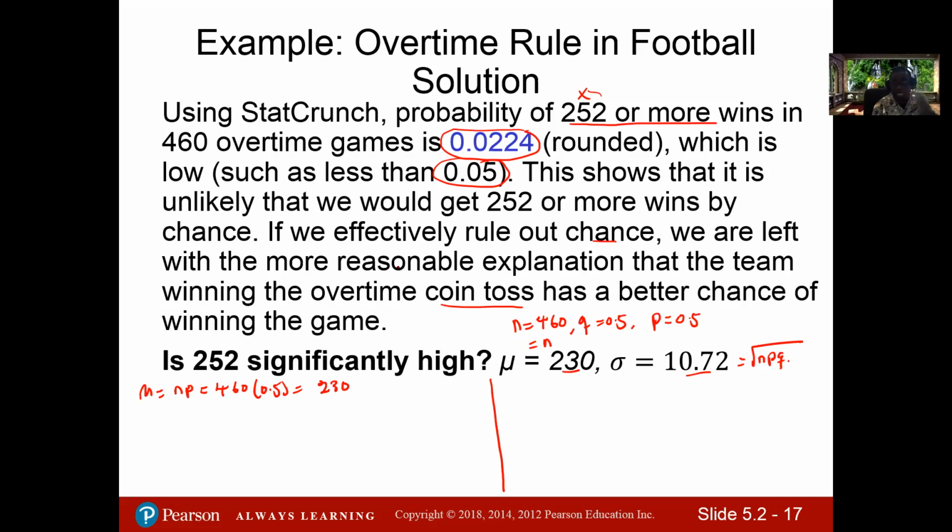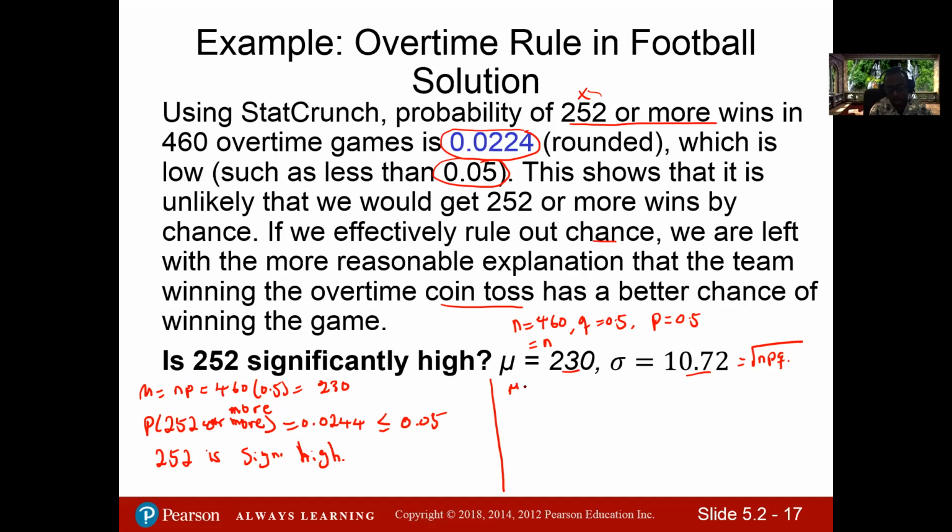But if I use the probability to determine whether it is high or low, we find the probability of 252 or more, and this probability was 0.0244, and this is actually less than 0.05. So we say that the 252 is significantly high. Or we can do the two standard deviations.